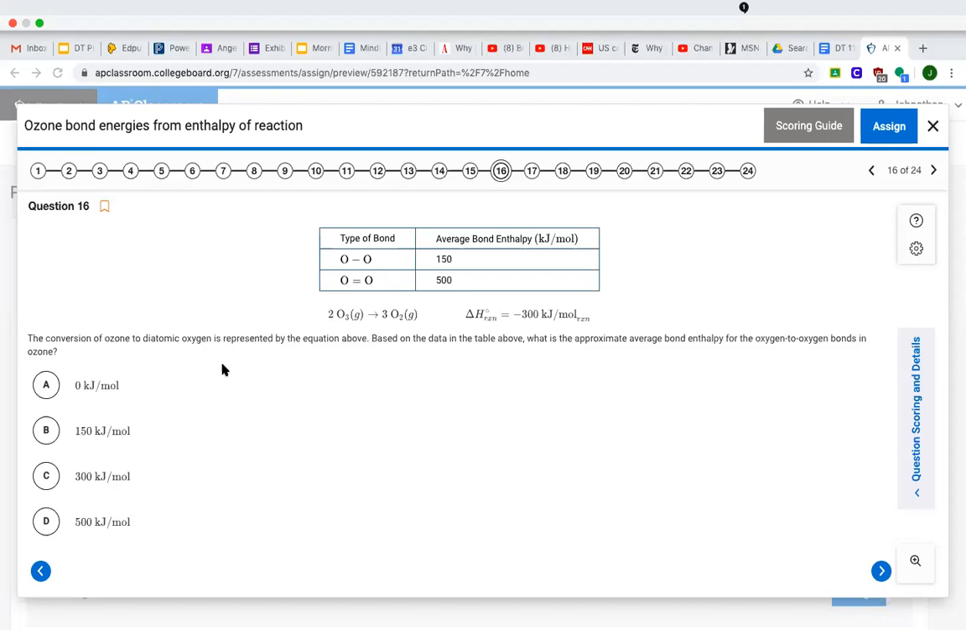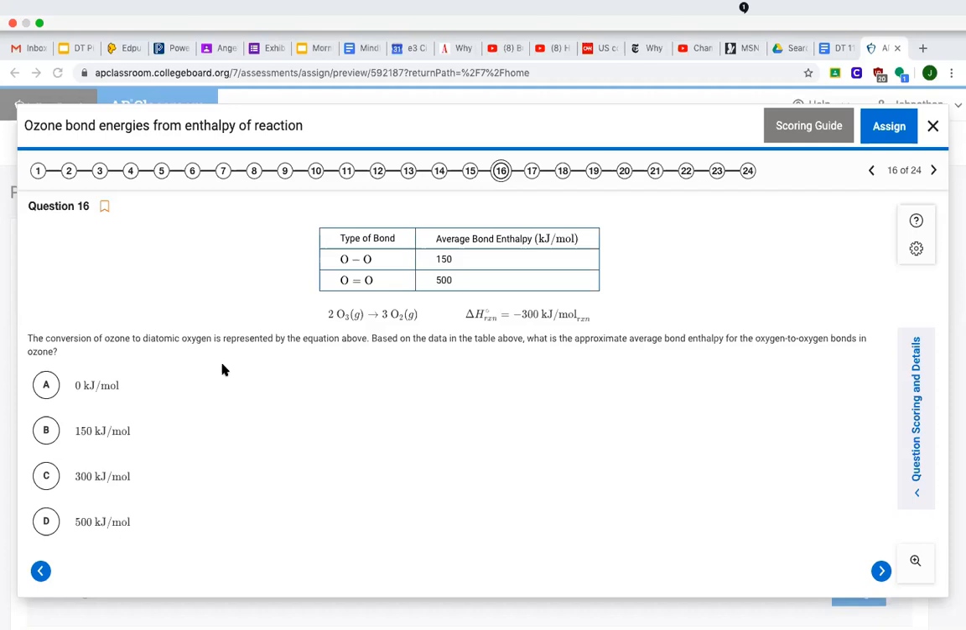Okay, that's interesting. So give that a shot, right? Bond enthalpy for the oxygen to oxygen bonds in ozone. All right, so that's going to take some thought. I'm going to have to think about it too. So let's give this 3 minutes, okay?